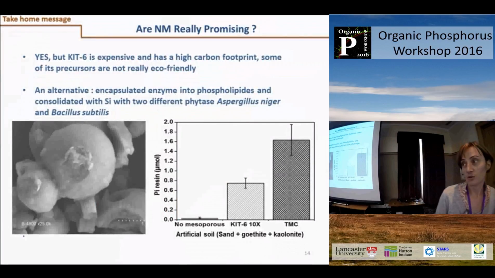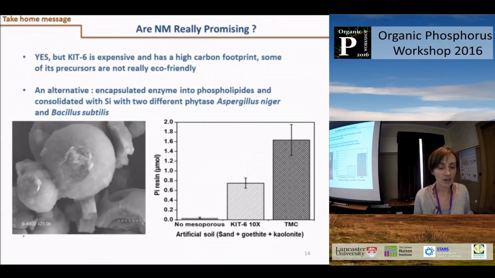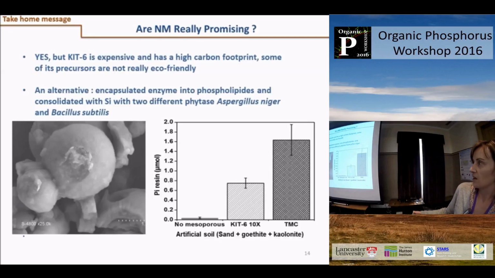So in conclusion, nanomaterials are really promising, but remember, KIT6 has a high carbon footprint, and its precursors are not really eco-friendly. So we tested an alternative, encapsulating the enzyme into phospholipid. It's a direct one-pot encapsulation with different phytases, one from Aspergillus niger, one from Bacillus subtilis, and you can see it's a very promising result because we measured P liberation rates which are very important.